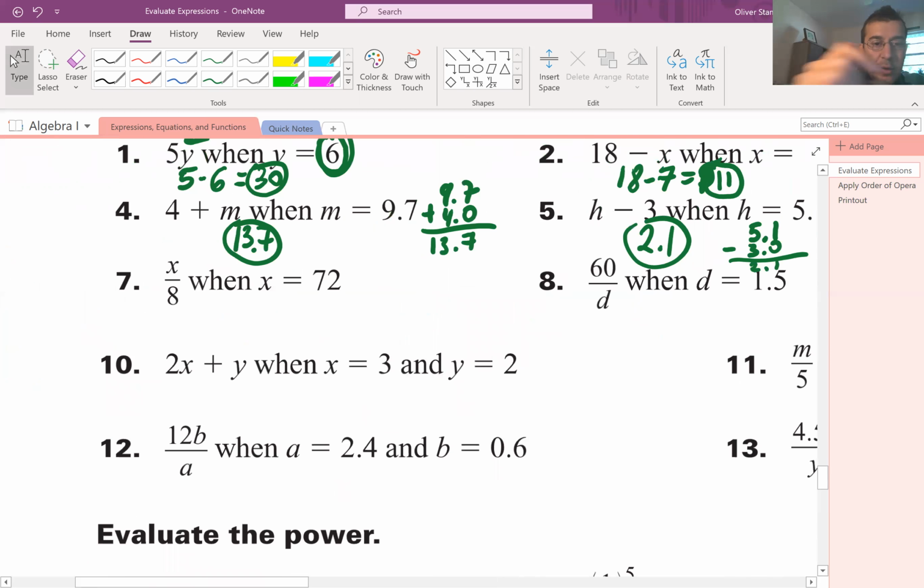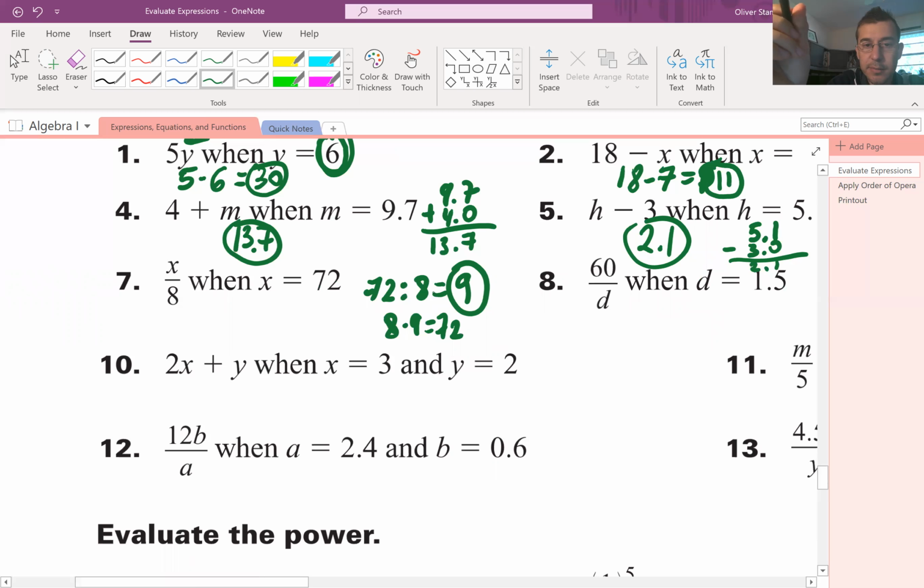Number 7, x over 8 when x equals 72. So 72 divided by 8, or that is 9. Why? Because 8 times 9 is 72. So the solution is 9. Okay.